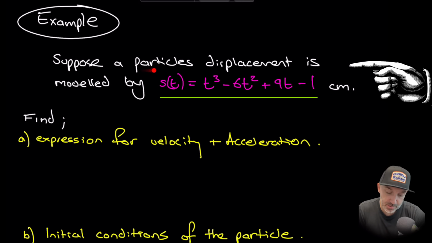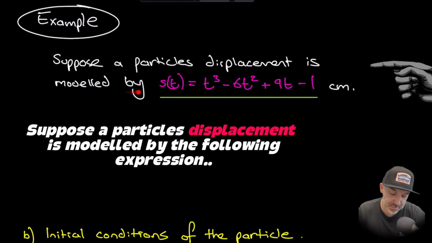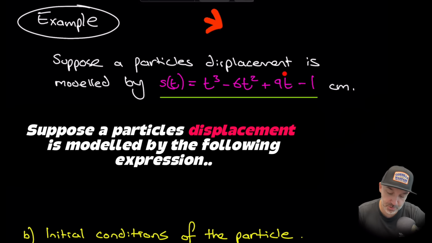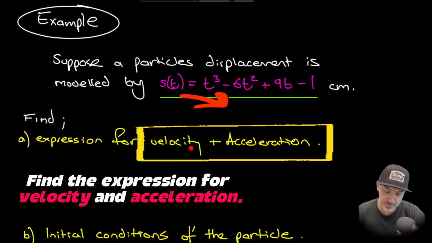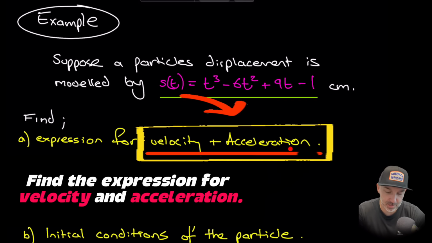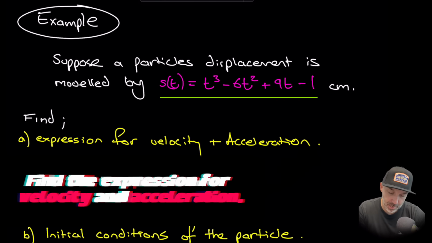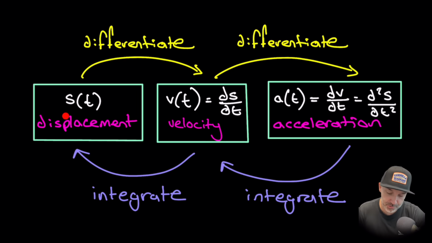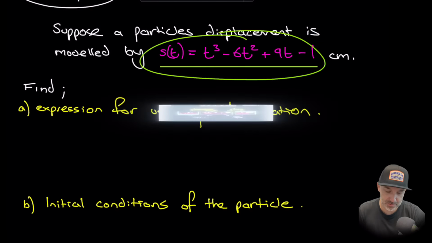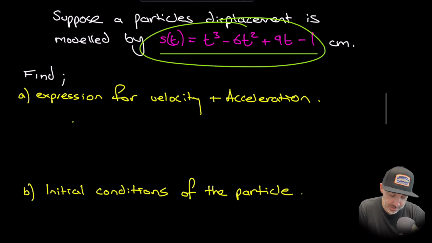starting with, suppose a particle's displacement is modeled by the following expression. So this is a displacement expression here, and it says find the expression for velocity and acceleration. So what I'll do is, based on the grid that I just showed you, if we differentiate this now, we will get velocity. So differentiating that would give us s prime of t. Don't forget that that then is the velocity.